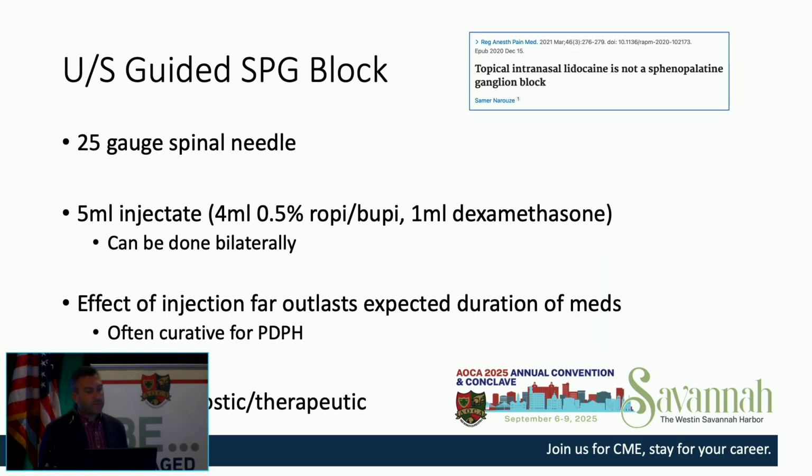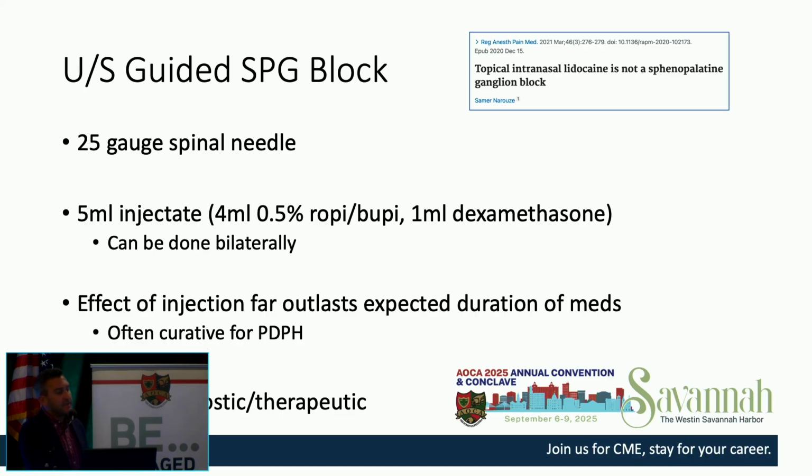So what's generally involved with this, this is just a little editorial I loved from a few years ago. Topical intranasal lidocaine is not a sphenopalatine ganglion block. So we'll try to talk about the more effective way to do it. In an awake patient, a 25 gauge spinal needle would be recommended. And in an asleep patient, you could also use your standard block needles at 21 or 22 gauge, but the 25 gauge spinal needle is really sufficient. The injectate is pretty small, 5 mLs on each side. So usually 4 mLs of relatively concentrated ropivacaine or bupivacaine, with or without the addition of dexamethasone. If not, it could just be 5 mLs of the local. This can be done bilaterally and is usually pretty quick to do in the same sitting.